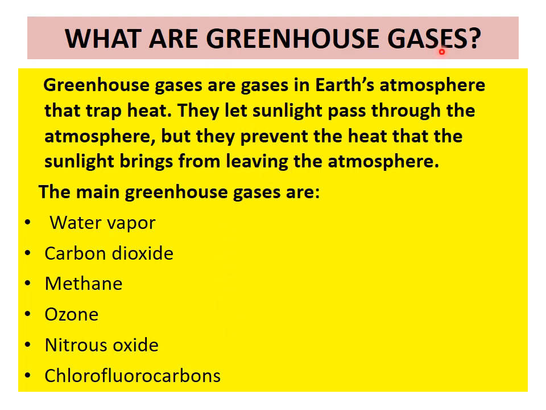Now, what are those greenhouse gases? It is very important from the examination point of view to understand what greenhouse gases are. Firstly, they are gases which have a special ability to trap heat. They let sunlight pass through the atmosphere, but they prevent the heat that the sunlight brings from leaving the atmosphere. So they will let the sunlight pass, but they will not let the heat escape, therefore making the earth a livable place. But when their concentrations increase, that is when there is the phenomenon of global warming. So what are these greenhouse gases?